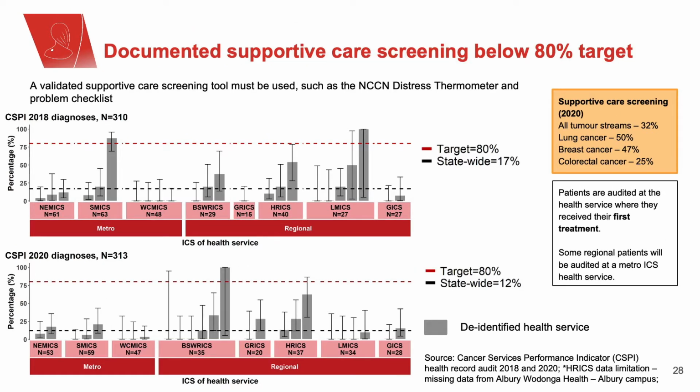And quite alarmingly, and probably supporting what our consumers have highlighted in their presentation, is supportive care screening. It's quite exceptionally low at 17% and dropped to 12% during COVID, as compared to supportive care screening, which is far higher with other tumour groups.